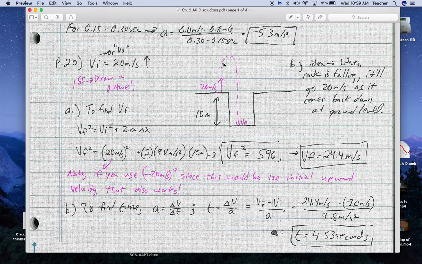So anytime you're using kinematics and you have something that changes direction, you've got to be really careful about your positives and negatives. It doesn't necessarily matter whether you think of up as positive or up as negative, but what matters is that you're consistent about it within the problem. So here I chose down as positive and up as negative, and I was consistent, and so I ended up with a positive 4.5 seconds.